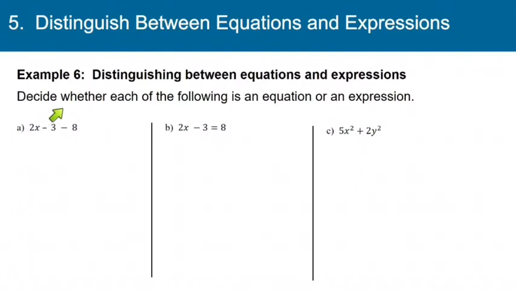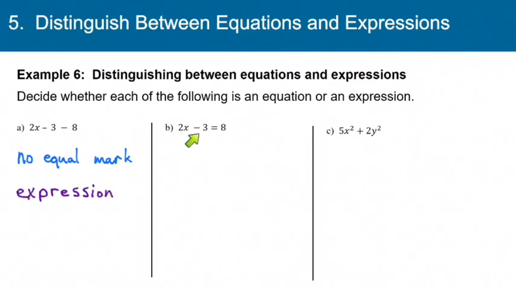So we're going to decide if each of these is an equation or an expression. This says 2x minus 3 minus 8. Okay, the first thing I notice is that there is no equal mark here. This is not a sentence. It cannot be solved. It can't be made true or false because it's not a whole sentence. So this is an expression.